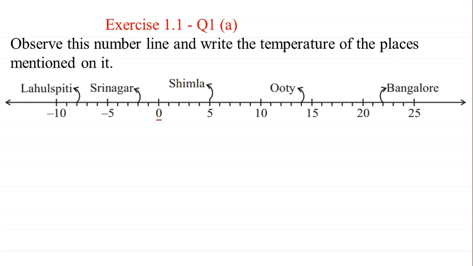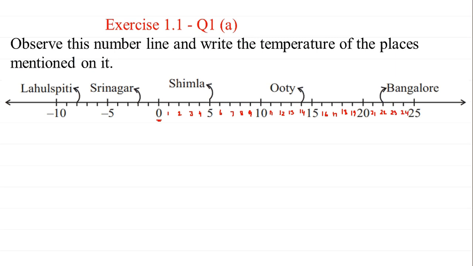See, this is 0. So on the right hand side of 0 we have positive numbers. Let's mark them. This would be plus 1, 2, 3, 4, 5 is given, then 6, 7, 8, 9, then 10 is given, then 11, 12, 13, 14, 15 is given, then 16, 17, 18, 19, 20 is given. Now we have 21, 22, 23 and 24.